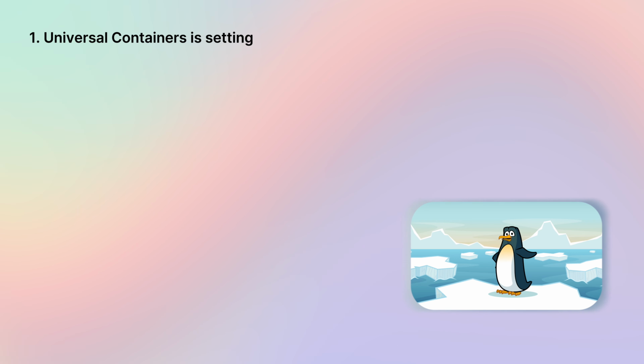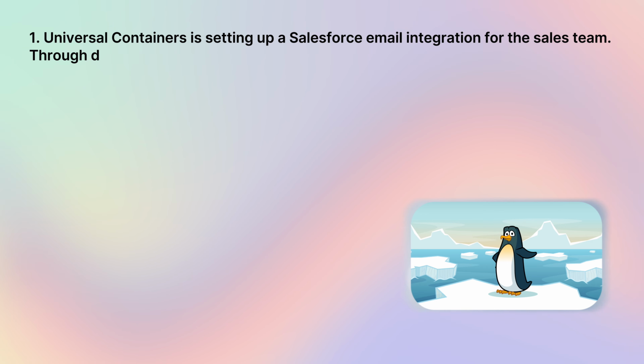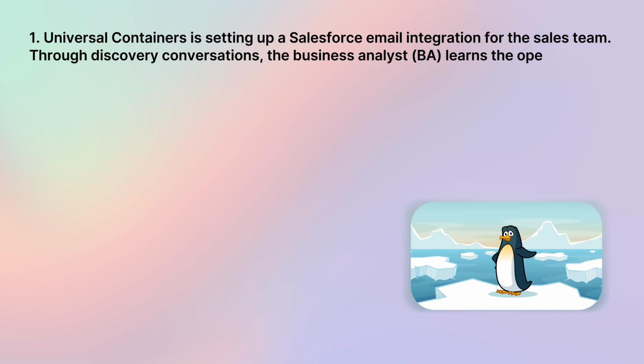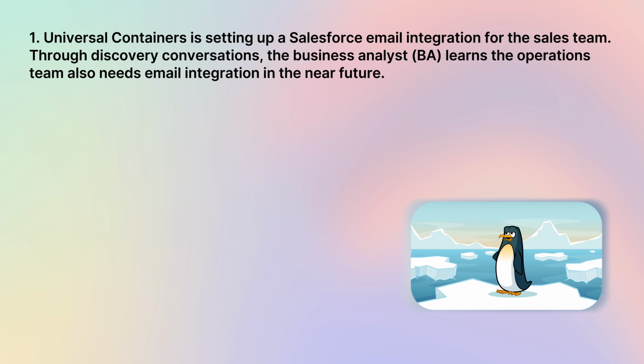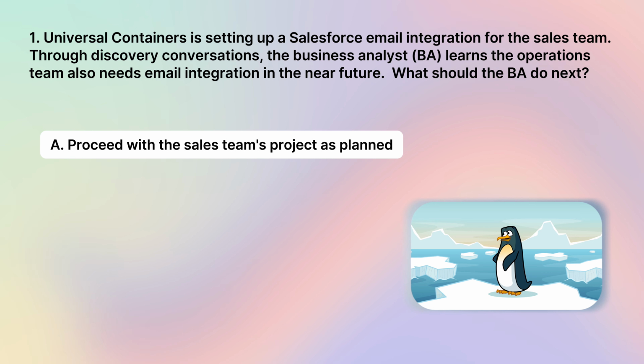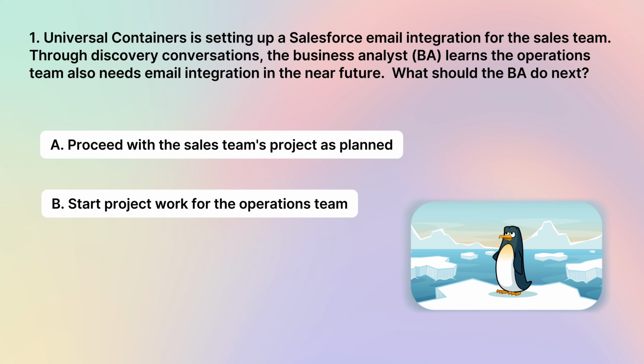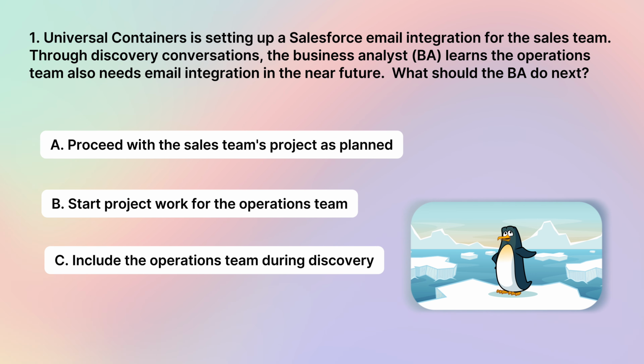Question 1. Universal Containers is setting up a Salesforce email integration for the sales team. Through discovery conversations, the business analyst, BA, learns the operations team also needs email integration in the near future. What should the BA do next? A. Proceed with the sales team's project as planned. B. Start project work for the operations team. C. Include the operations team during discovery.